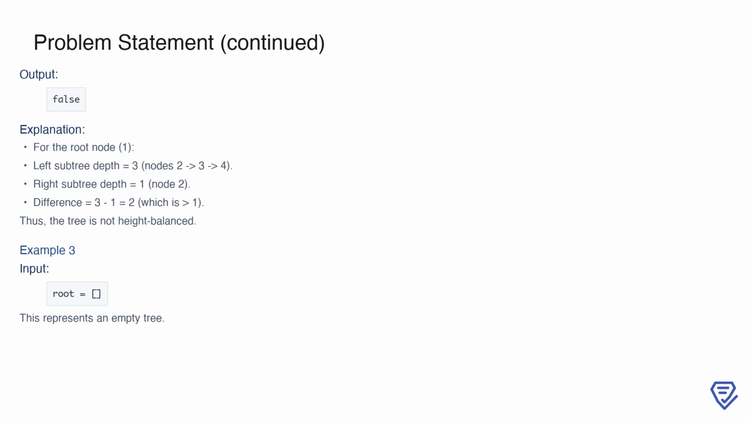In the second example, the binary tree is represented as 1, 2, 2, 3, 3, null, null, 4, 4. Visually, it has a root node of 1, with left and right children of 2. The left subtree of the first node 2 contains two levels, with nodes 3 and 4, while the right subtree is empty. For the root node, the left subtree has a depth of 3, while the right subtree has a depth of 1. The difference in depth is 2, which exceeds the allowed limit of 1. Therefore, the tree is not balanced, and the function will return false.